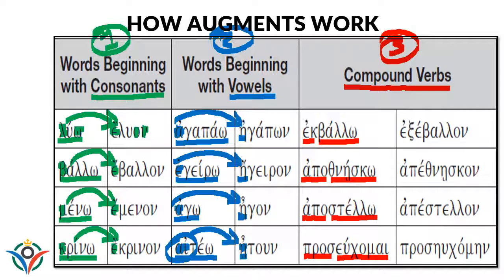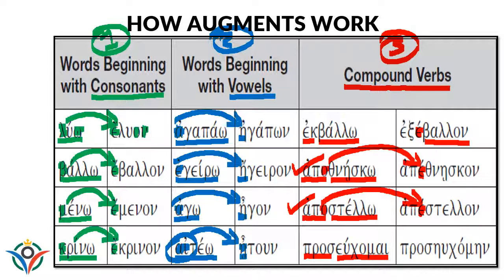So ek balo changes to exebalon. Even though the augment comes after the preposition, it's still at the front of the verb. In the next two examples, apothnesko and apostello, because their prepositions end in vowels, the omicron at the end drops out and is replaced by the augment. So apothnesko becomes apethnesken, and apostello becomes apestellon.